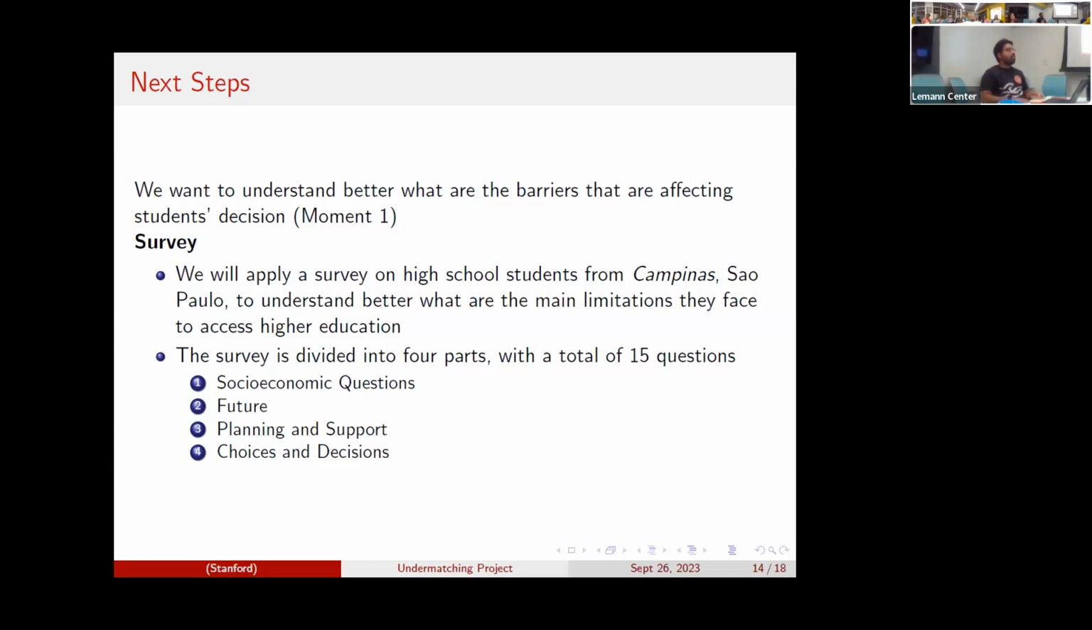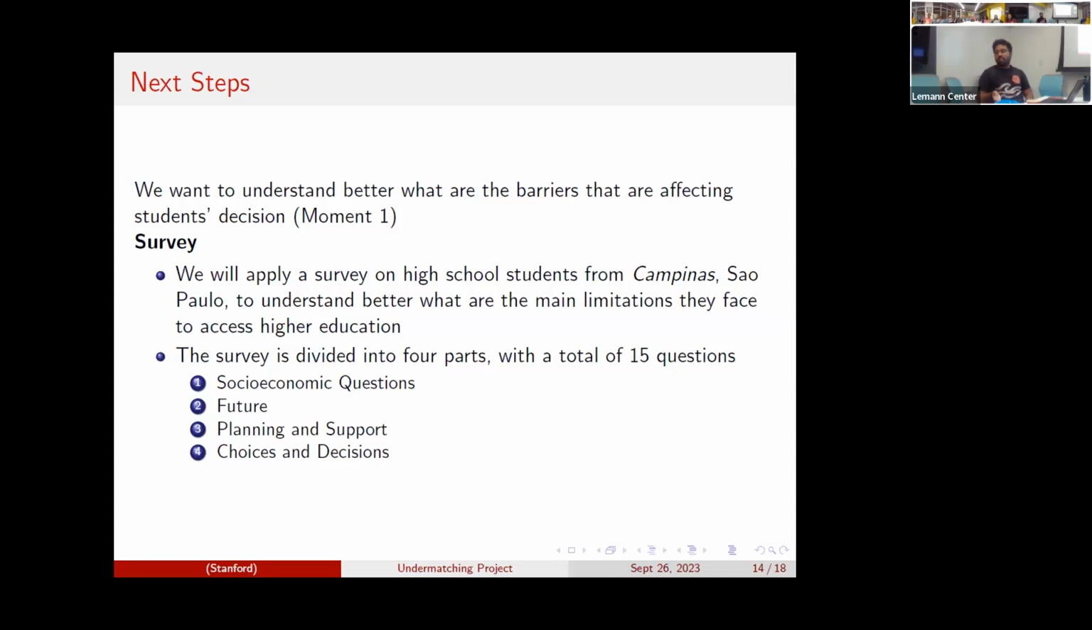But before going to an intervention moment, the idea here is, okay, let's look at Brazil. We know that we're basically looking at Campinas and São Paulo, but we want to give some hints about the main problems that exist. And basically this survey is going to be divided into 4 parts.